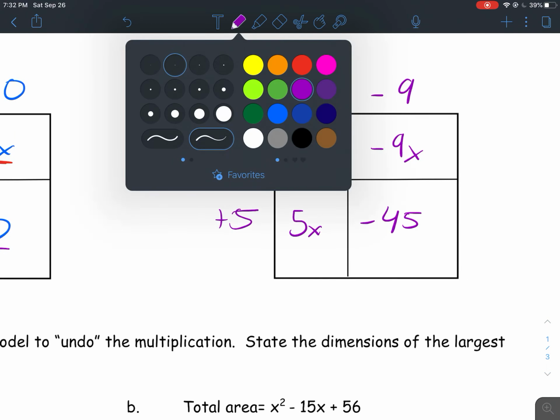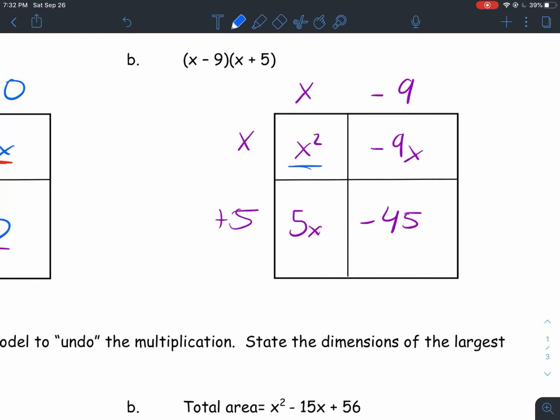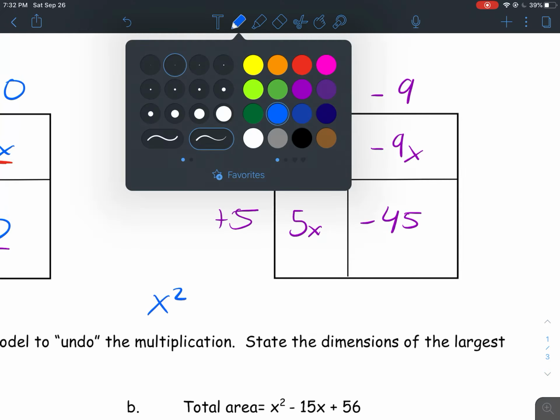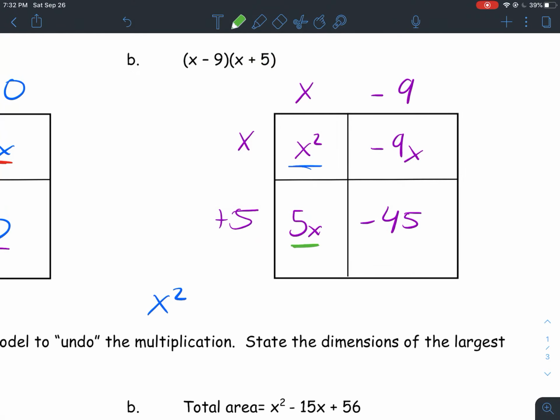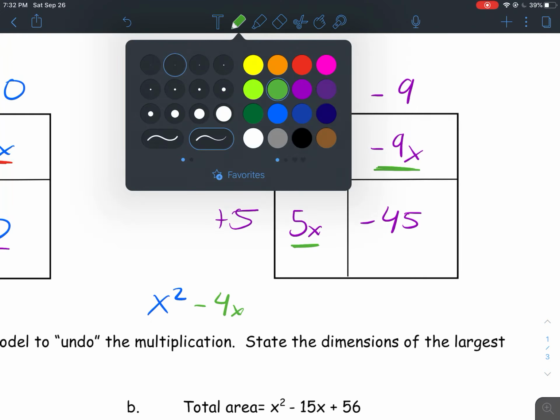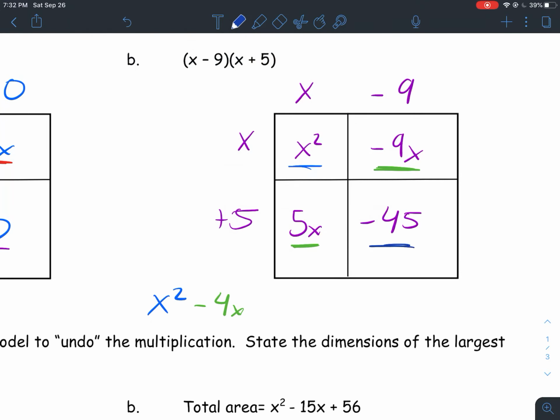So again, we're going to combine our like terms, right? The x squared doesn't have anyone, but we can combine the 5x and the negative 9x. Make sure you pay close attention to the signs on these, right? You have to keep your signs and pay close attention. So you end up with negative 4x. And then the negative 45 doesn't have anyone, so it ends up with a minus 45.